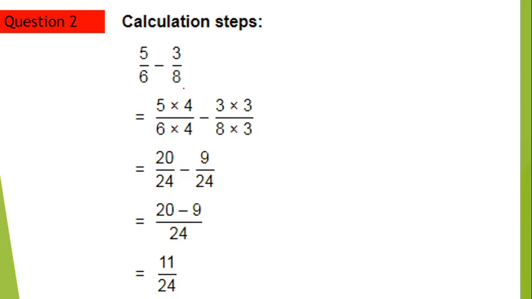So for question number 2, the denominator is not the same, so you have to find the common denominator. Okay, so the common denominator of 6 and 4 is 24. So 6 times 4, so the numerator also times 4. 8 times 3, the numerator also times 3, then you will have the same denominator. Okay, so 20 minus 9, so we have 11 over 24.